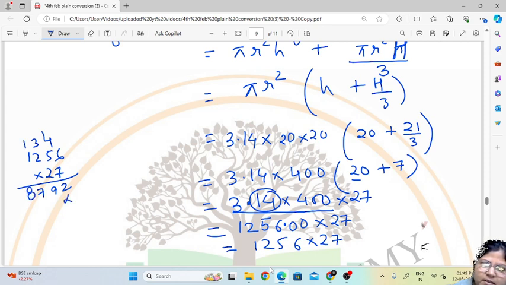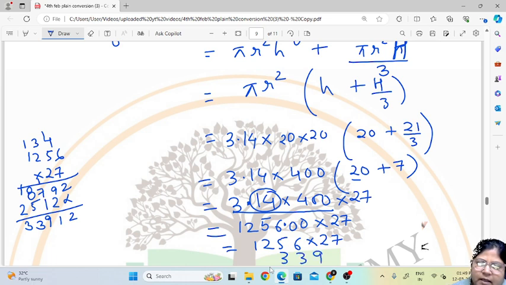Then 6 2s are 12. 5 2s are 10 plus 1 is 11. 2 2s are 4 plus 1 is 5. 2 1s are 2. So 2, 9, 10, 11. 7, 8, 9. 8 plus 5 is 13. So 3 3 9 1 2.